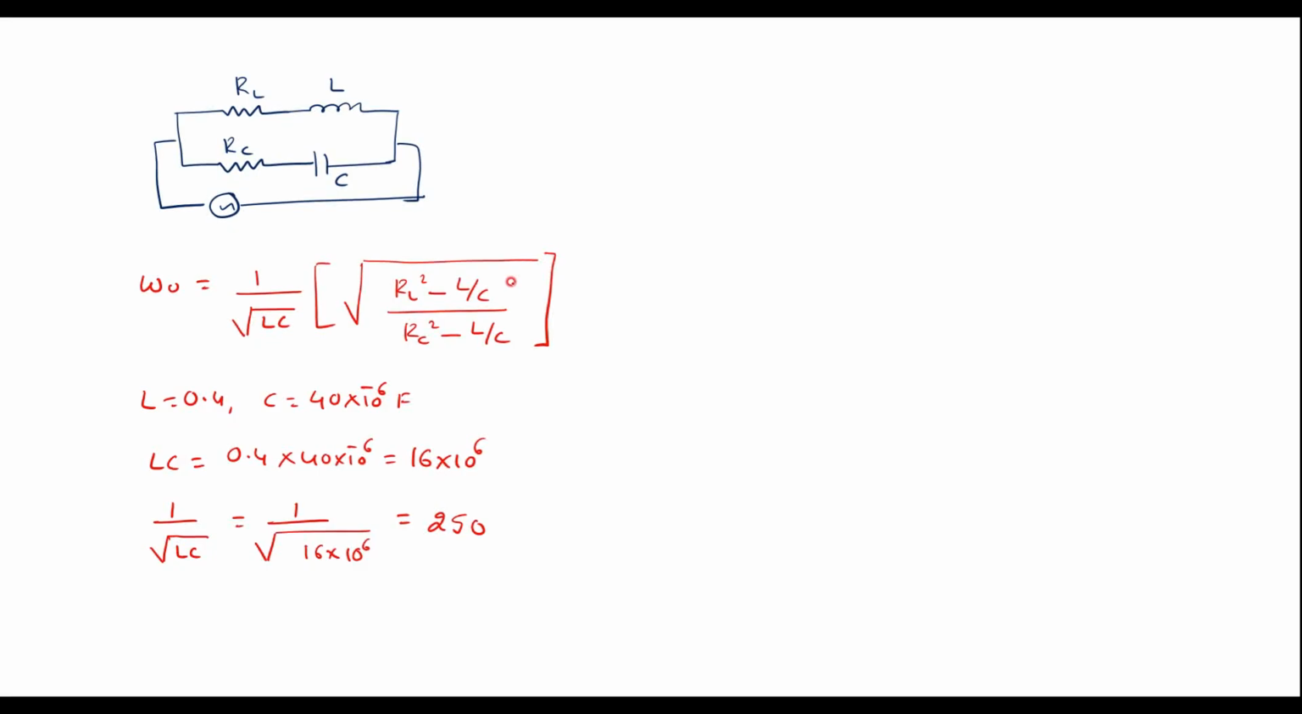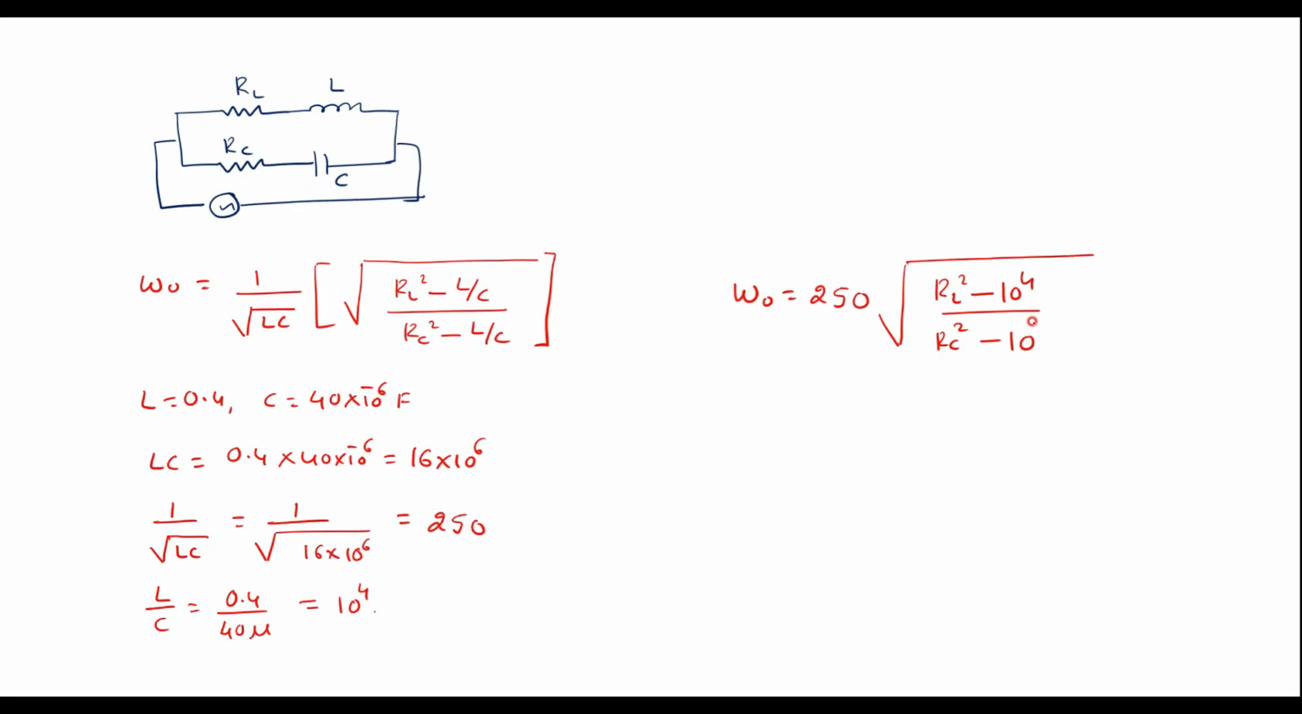It gives the result as 250. In both we have L by C. Let me calculate L by C. L is 0.4, C is 40 micro. Solving this, we get 10 power 4. Therefore I can write omega naught is equal to 1 upon square root of LC, which is 250, times square root of RL square minus 10 power 4 divided by RC square minus 10 power 4. Call it equation 1.